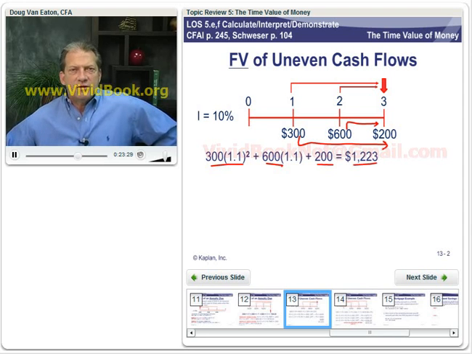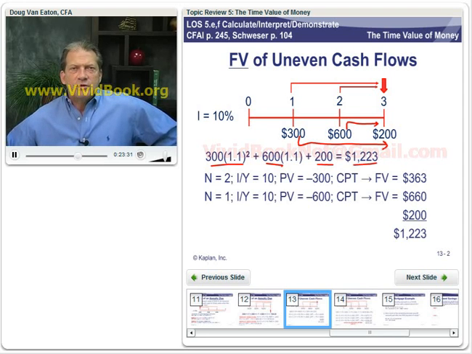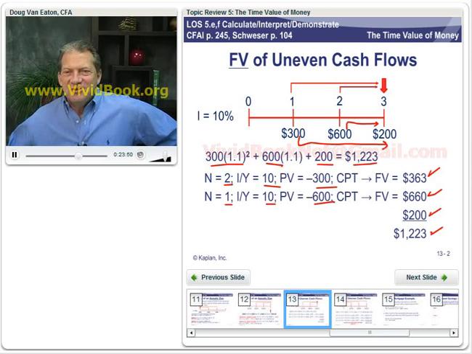Now we could do this with your calculator, and we're just saying, well, 2 periods at 10%, 300 turns into 363. 1 period at 10%, 600 turns into 660, and then we add $200 at time 3, add them all up, and get $1,223. And I don't know why that's hard to say. It doesn't seem hard to say.